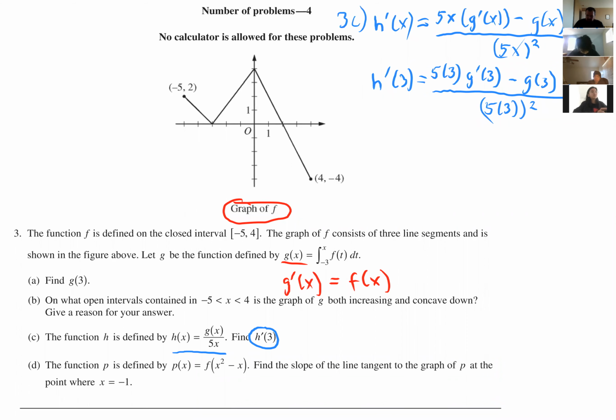Okay, so if I want to find g prime of 3, that's the same as f of 3. Well, f of 3 is just the y coordinate on the graph. So at 3, where's 3? Right here. So this point right here has a y coordinate of -2.